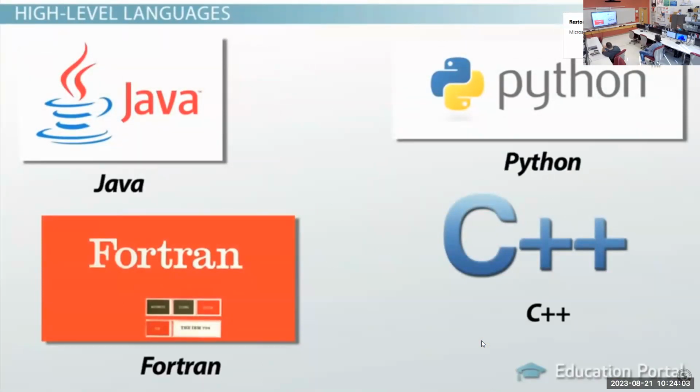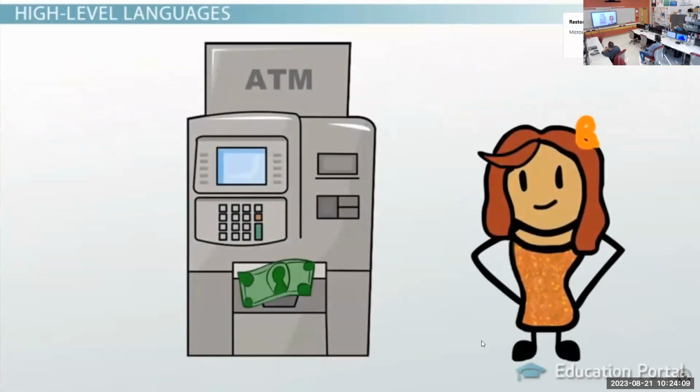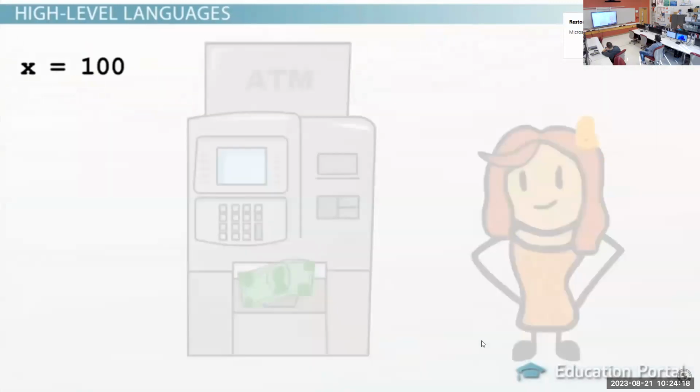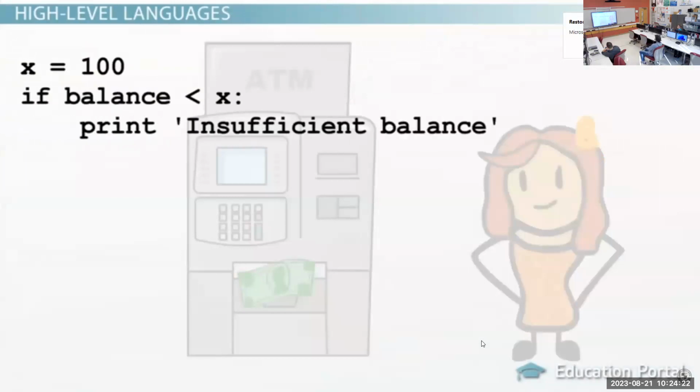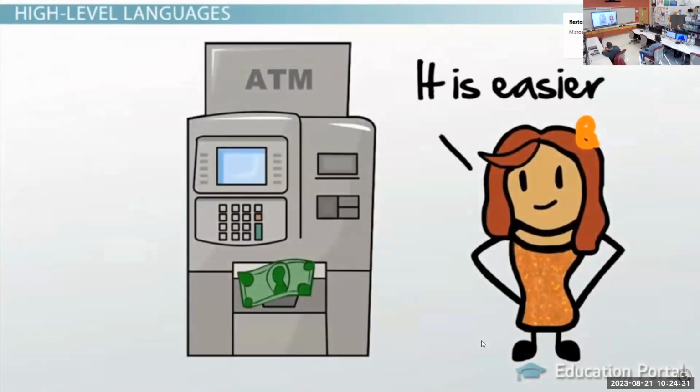To get a flavor of what a high-level language actually looks like, consider an ATM machine where someone wants to make a withdrawal of $100. This amount needs to be compared to the account balance to make sure there are enough funds. The instruction in a high-level computer language would look something like this: X equals 100. If balance less than X, print insufficient balance, else, print please take your money. This is not exactly how real people communicate, but it is much easier to follow than a series of ones and zeros in binary code.